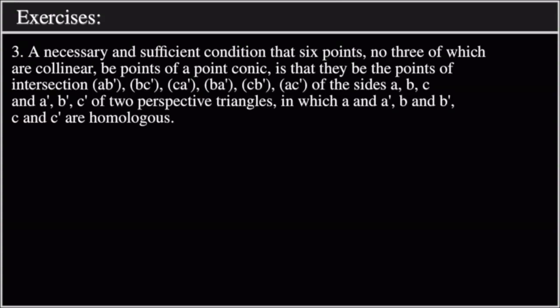3. A necessary and sufficient condition that 6 points, no 3 of which are collinear, be points of a point conic, is that they be the points of intersection AB', BC', CA', BA', CB', AC' of the sides ABC and A'B'C' of 2 perspective triangles in which A and A', B and B', C and C' are homologous.